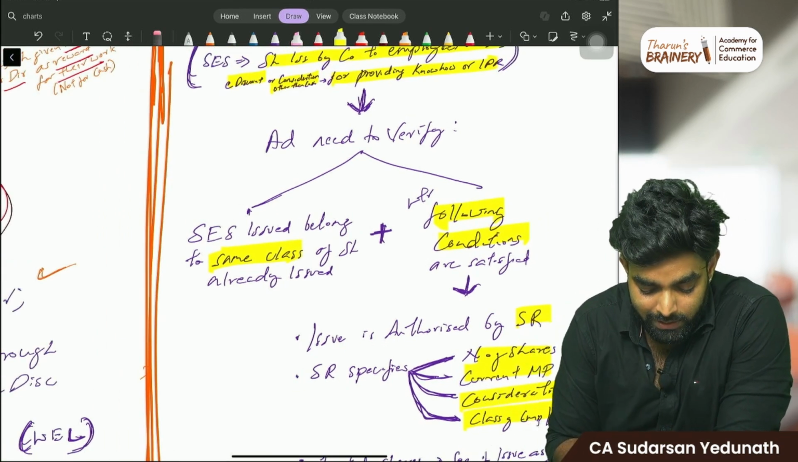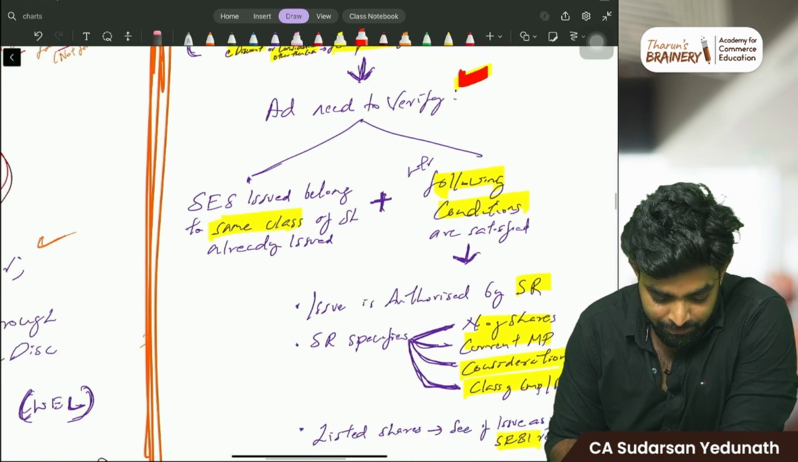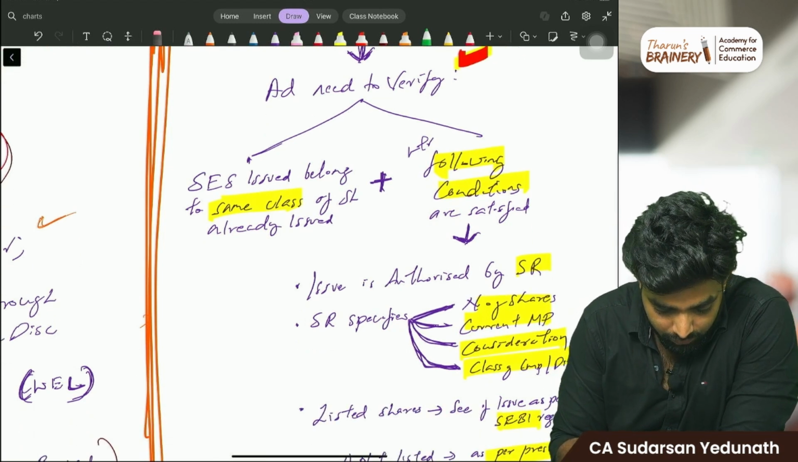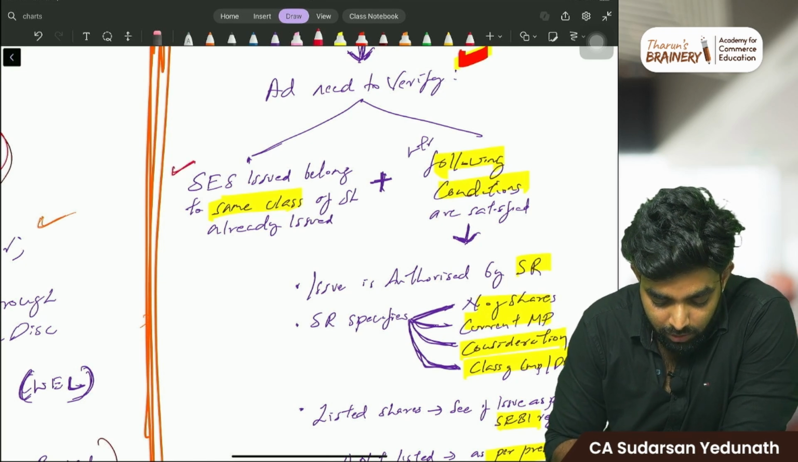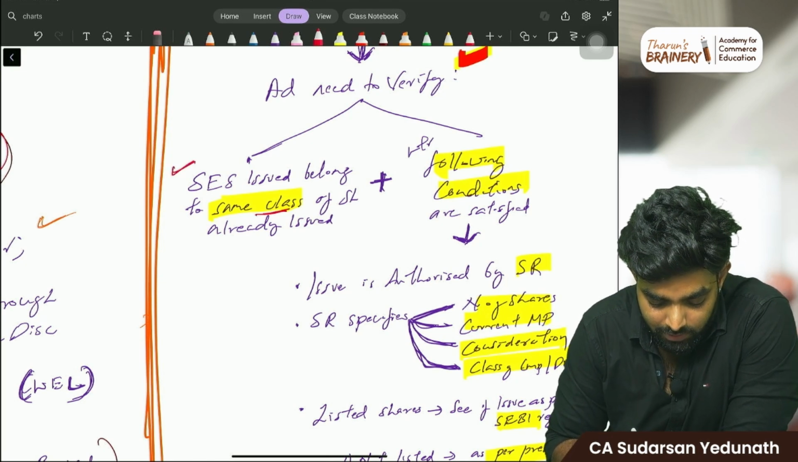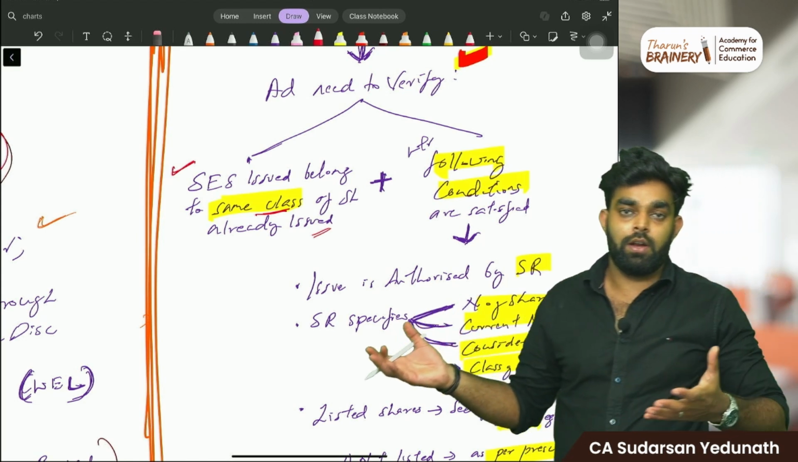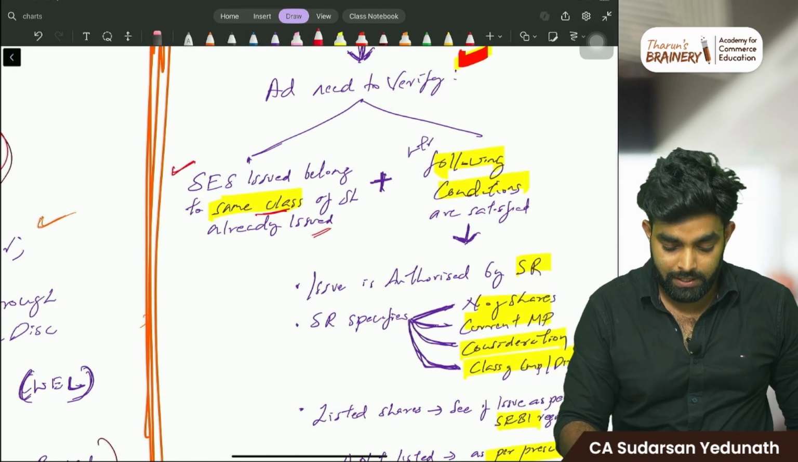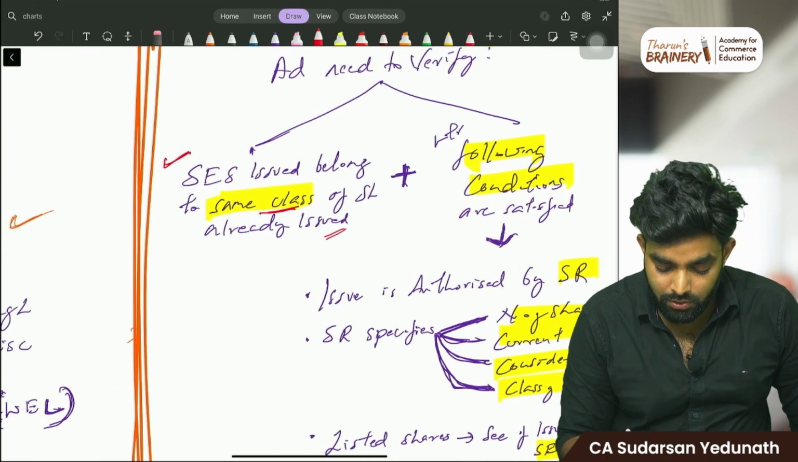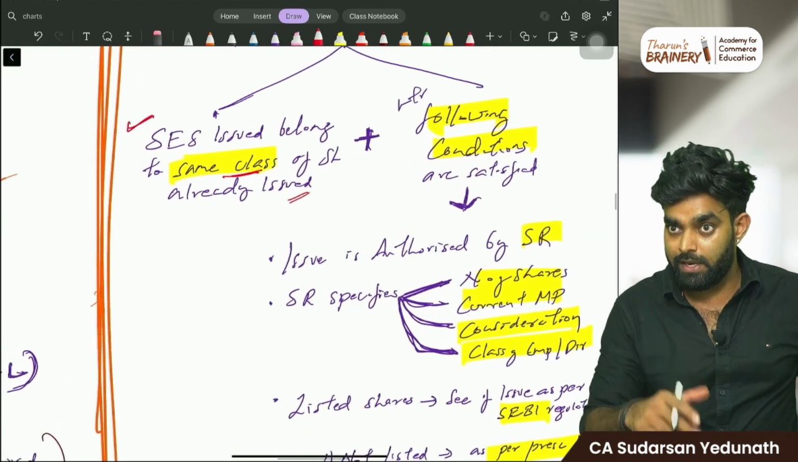Then as an auditor, we need to verify 2 things. What are the things we need to verify? First is whether the sweat equity shares issued belong to the same class of shares already issued. Same class of shares. If the earlier issue was for equity shares, then the sweat equity share should also belong to the equity share. That same class. Check that. As an auditor, we need to verify this.